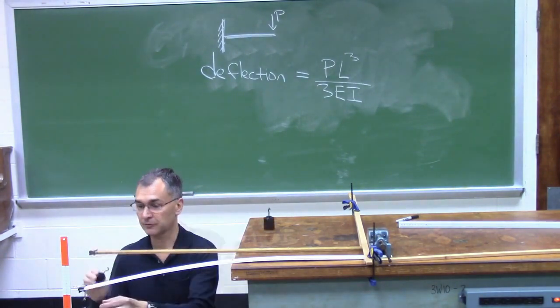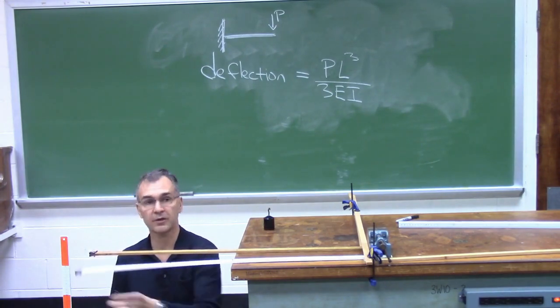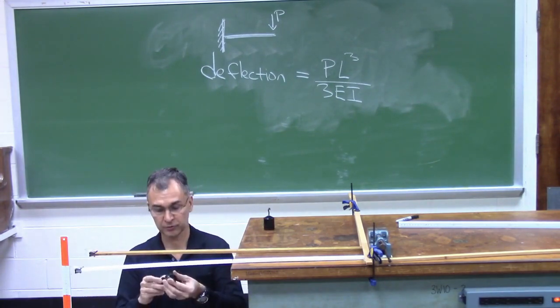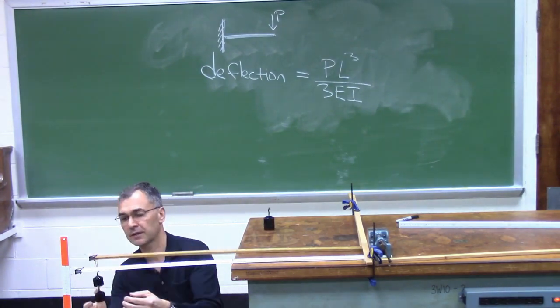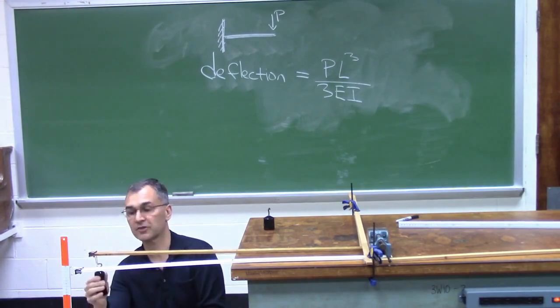Let's see what happens if we double the weight that we put on each one. So I'll just load one of them at a time. So let's put 400 grams on the wooden meter stick. And now it does seem to deflect about twice as much. It seems to deflect about 2 centimeters instead of about 1 centimeter.